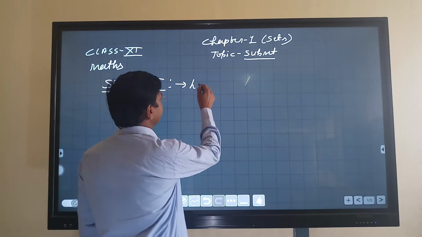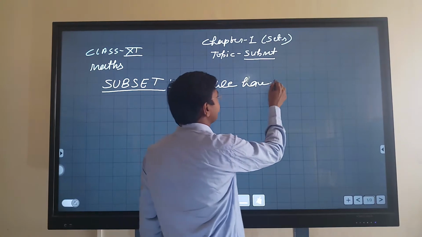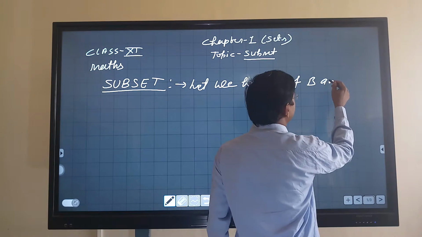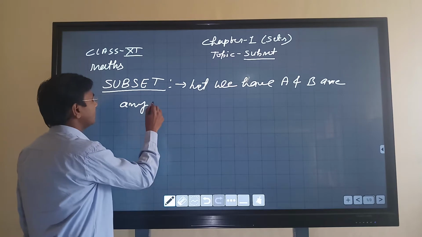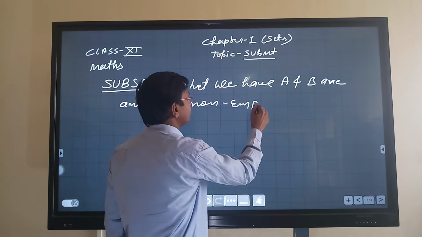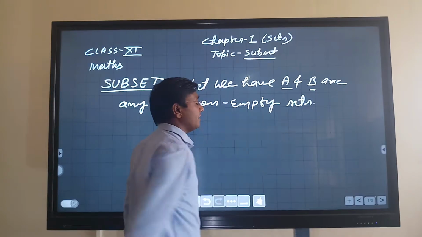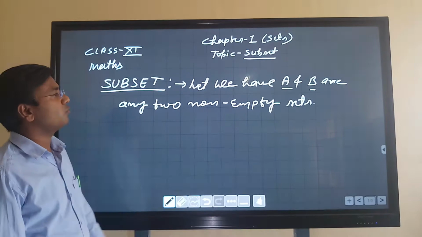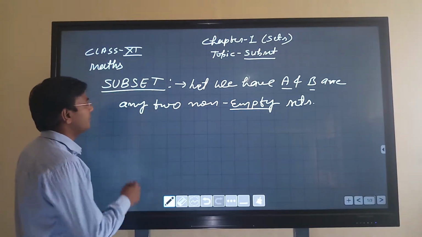So let us say we have A and B, any two non-empty sets. Okay, A and B we have taken as non-empty sets. That is, A and B must have at least one element, because the empty set contains no element.